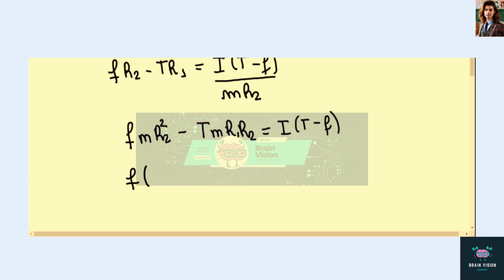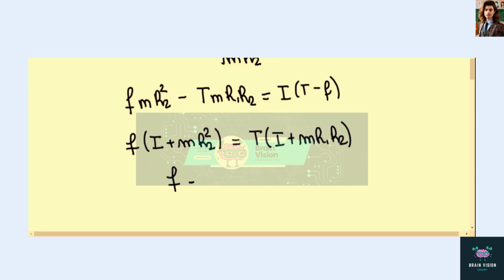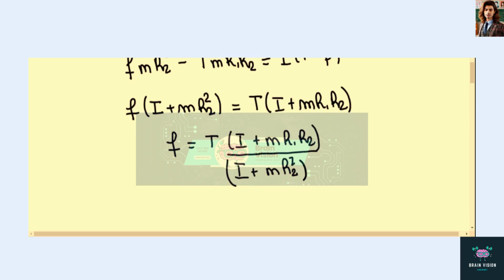So F times (I plus M R2 squared) is equal to T times (I plus M R1 R2). And if we divide both sides by (I plus M R2 squared), we get that F is equal to T times (I plus M R1 R2) divided by (I plus M R2 squared). And this is the result we wanted to find, and the answer to our exercise.